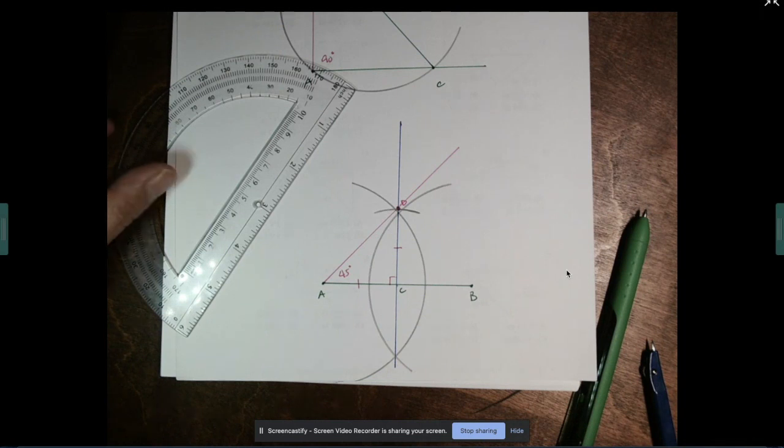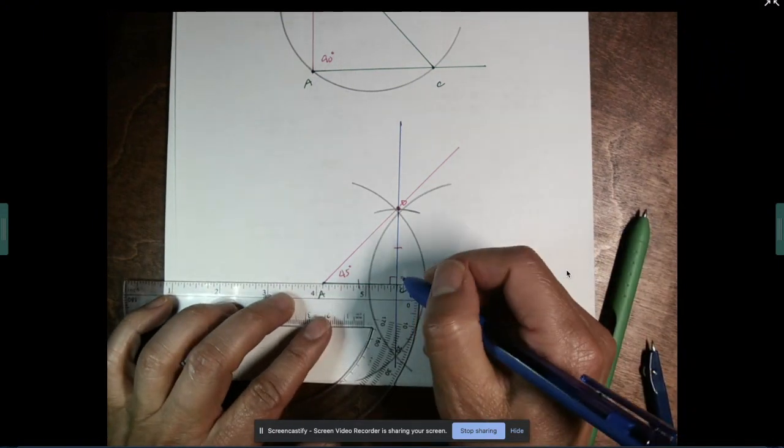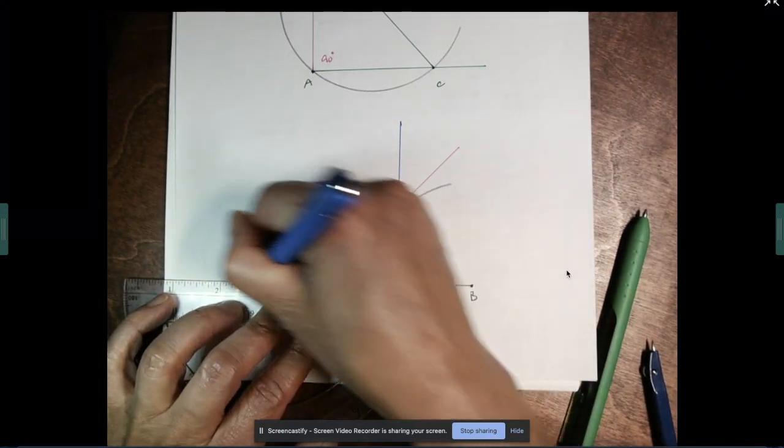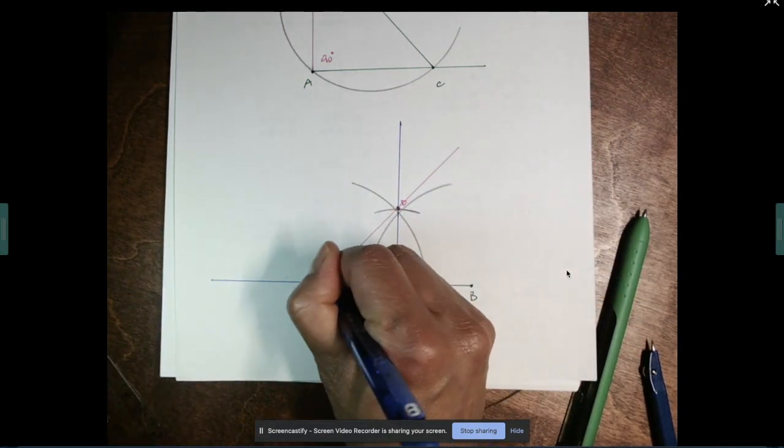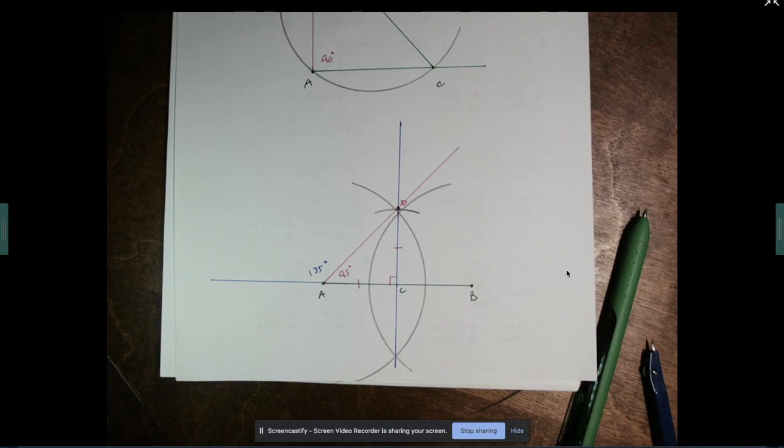And by the way, I'm not going to do the 135 because the 135 is, let's think about the linear pair. Here's your 135 right there. So if you're asked to construct a 135-degree angle, I would construct a 45. However you want to do it, construct a 45 and then just use its linear pair.